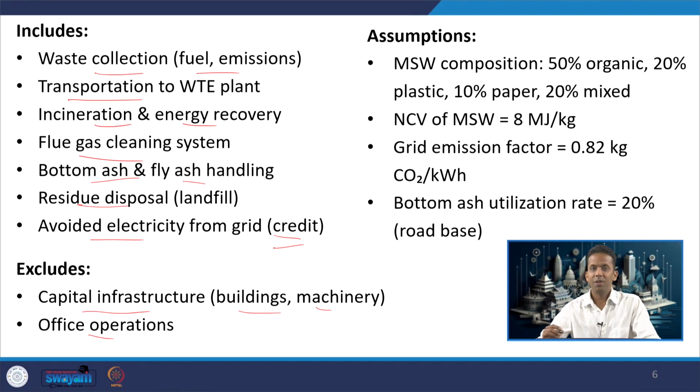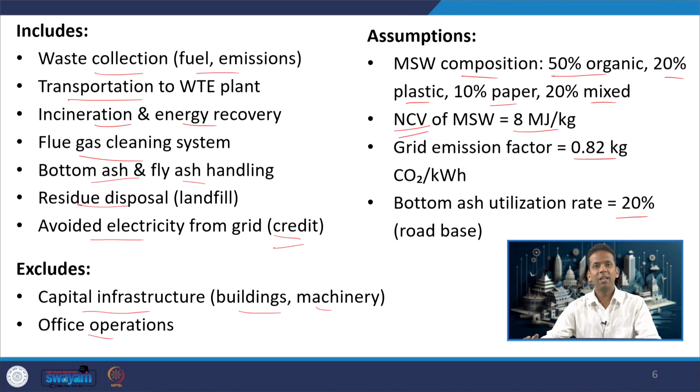The assumptions are based on the composition of MSW. Okay, it is 50% organic, 20% plastic, paper and mixed. Net calorific value is 8 megajoule per kg. Grid emission factor 0.82. Bottom ash utilization 20%, maybe in constructing the road base, 20% of the ash is used.